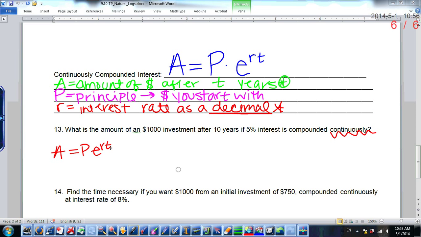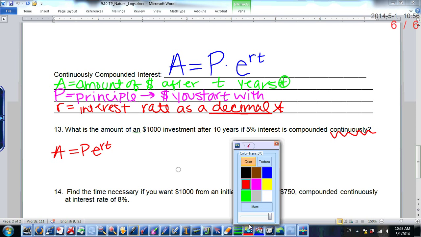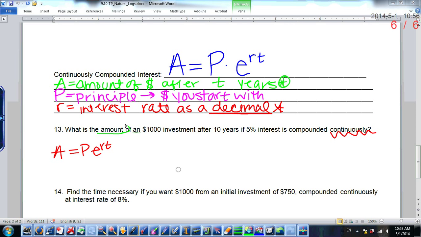Okay, let's figure out what they've given us and what we're asked for. What are we asked for? Okay, we're asked for the amount, so we're looking for A. What are we given? Okay, what's P? Okay, P is $1,000. What else are we given? R. What are we going to need to do to use 5% as R? 0.05. Good. We're going to use R as 0.05. And what else are we given? 10 years. This is T.